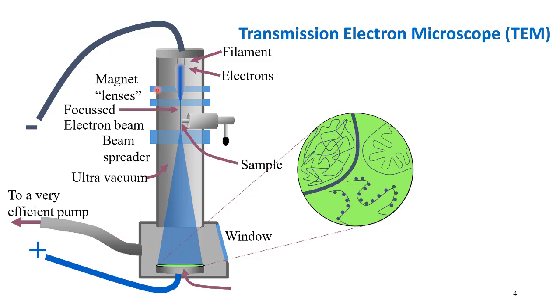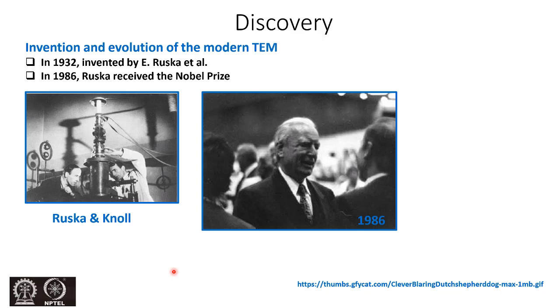And then we have a vacuum inside. So we use a very efficient pump to maintain the vacuum inside this column. The TEM was invented by Ruska and others, and Ruska also received the Nobel Prize in 1989 for the invention of the TEM.